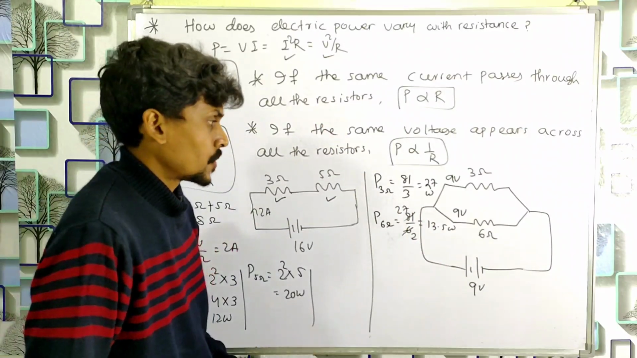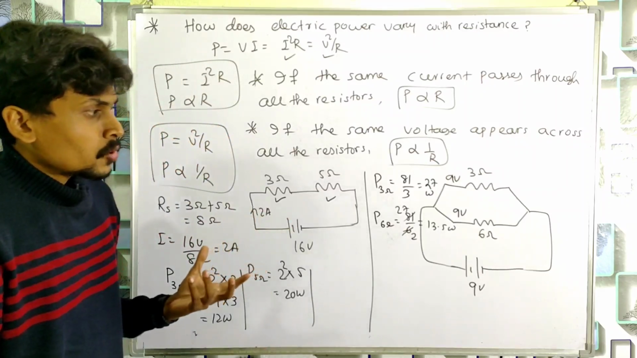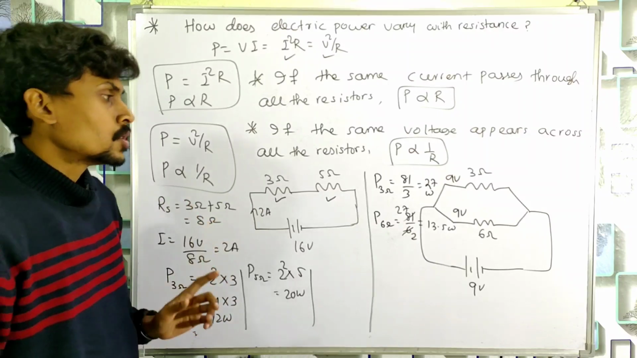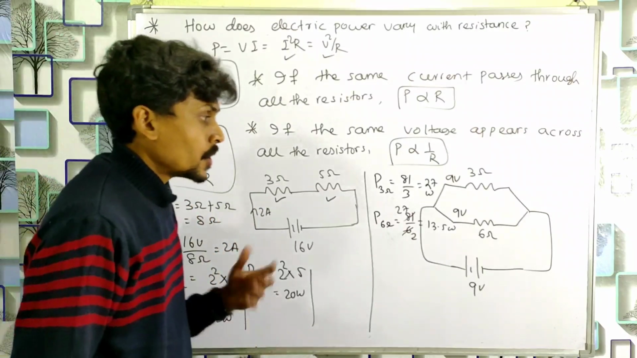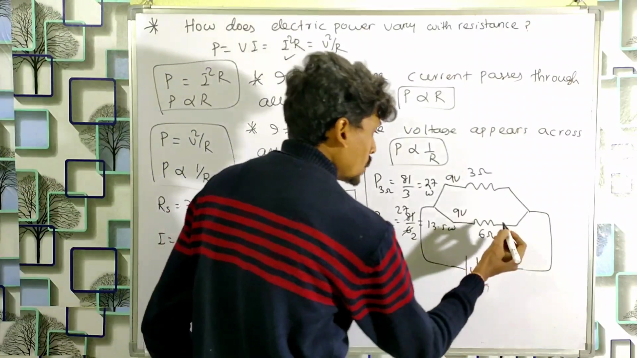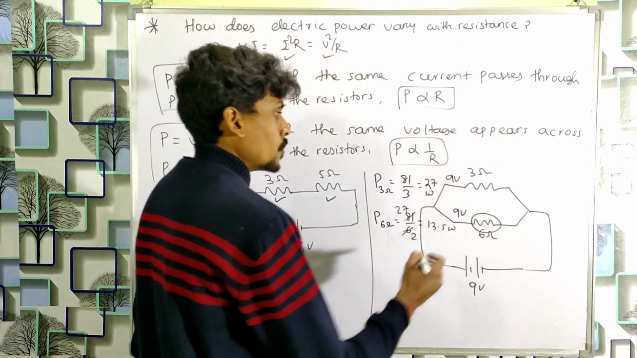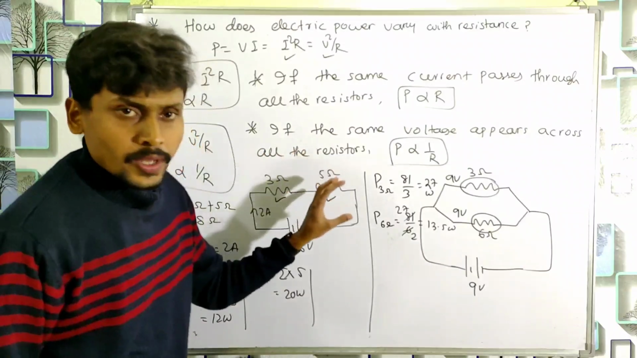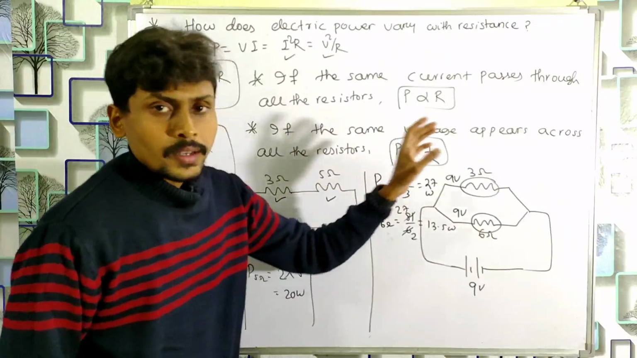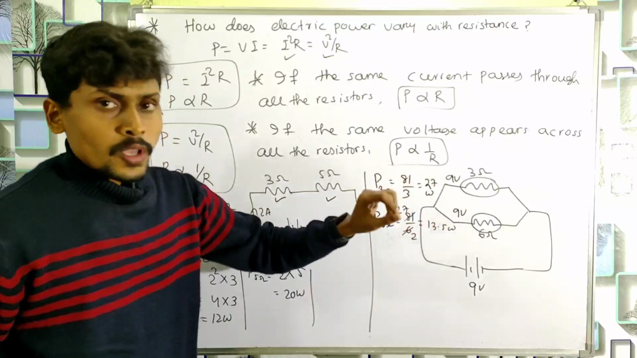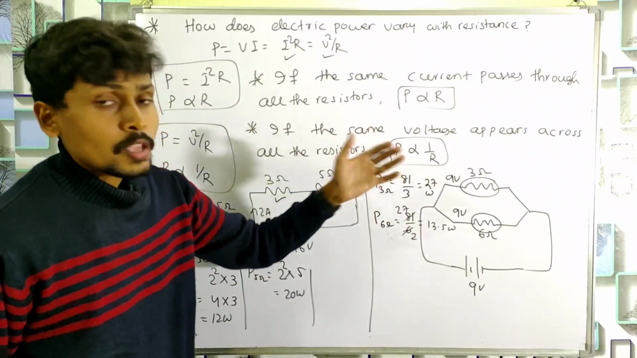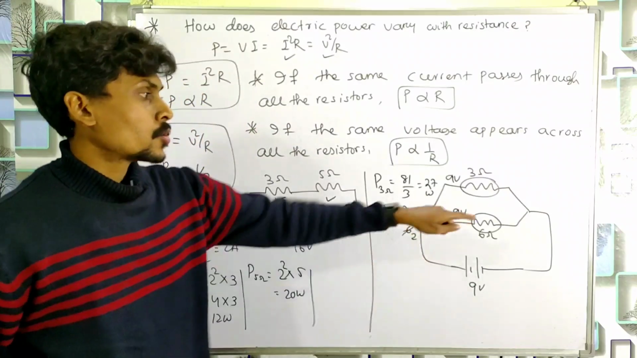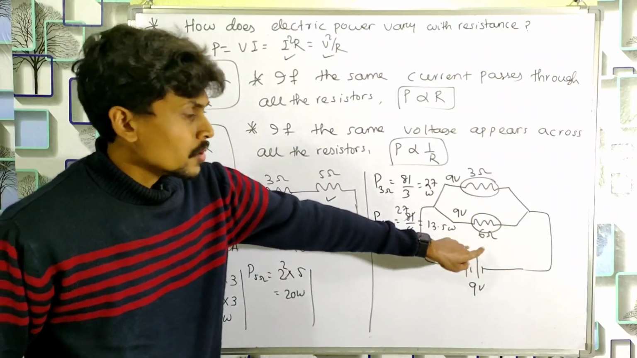Also you can calculate the power by using the formula I square R. But for that you have to calculate what is the current flowing through 6 ohm and what is the current flowing through 3 ohm. In series the same current flows through all resistors, but in parallel different currents flow. So if we want to calculate the power using the formula I square R, let us calculate the current flowing through 3 ohm and through 6 ohm.